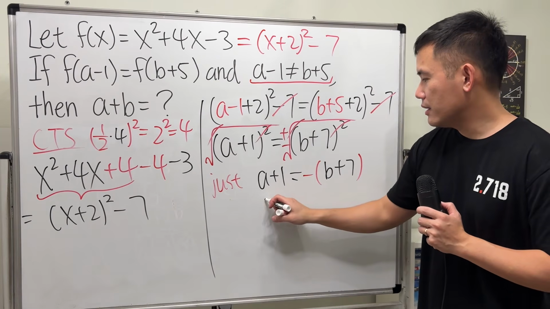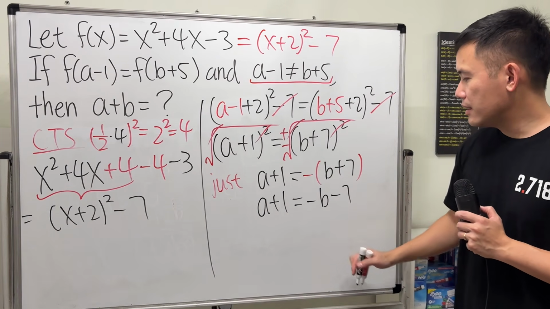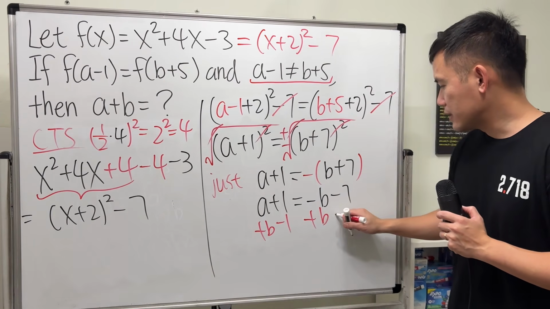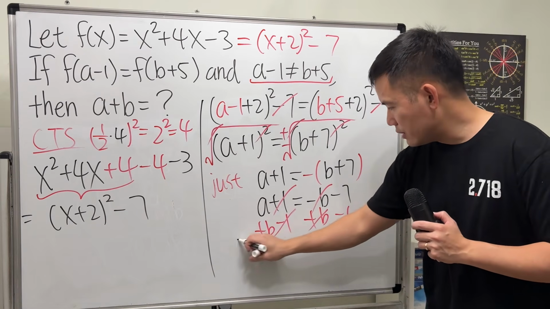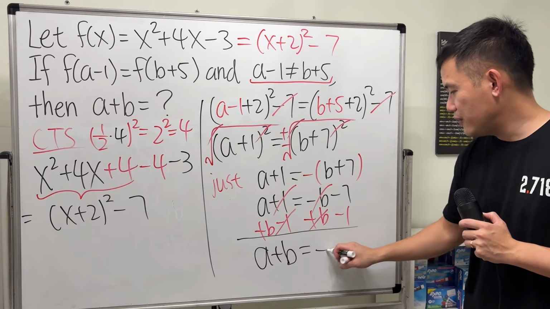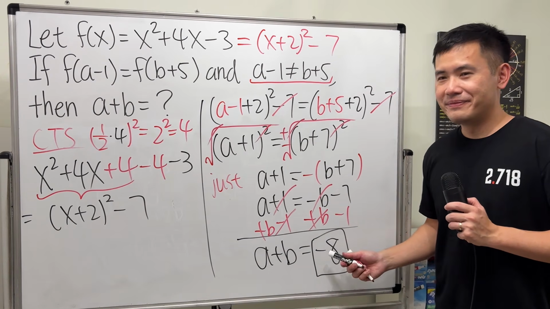Let's go ahead and finish it. A plus 1 is equal to negative b minus 7. And then just add b to both sides. Minus 1 to both sides. Cancel, cancel, cancel, cancel. And we get a plus b equals negative 8. And that is going to be the answer. That's it.